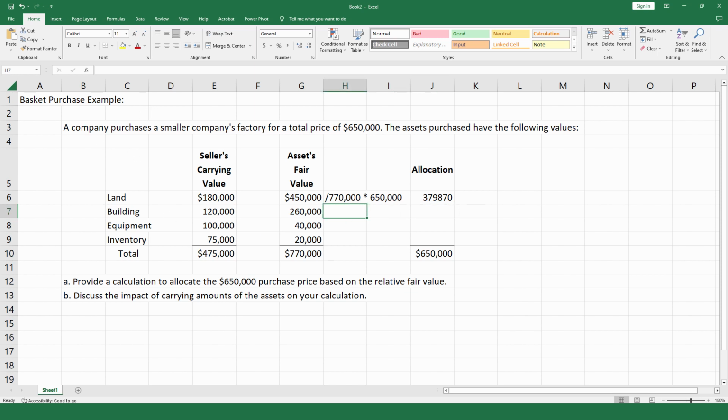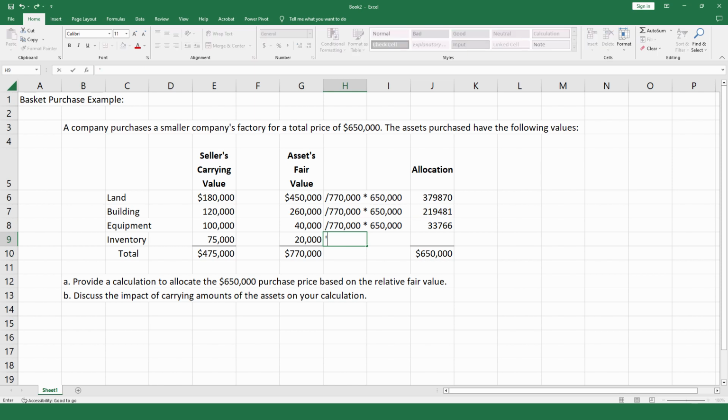We're going to do the exact same thing for the building. Divide the building's fair value of $260,000 by the $770,000 and multiply it by the $650,000, and we're going to use the round function again. The building is going to be allocated $219,481. Let's do the same thing for the equipment. Take the $40,000 fair value for the equipment, divide it by the $770,000 total fair value, multiply it by the purchase price of $650,000, which is equal to $33,766 rounded.